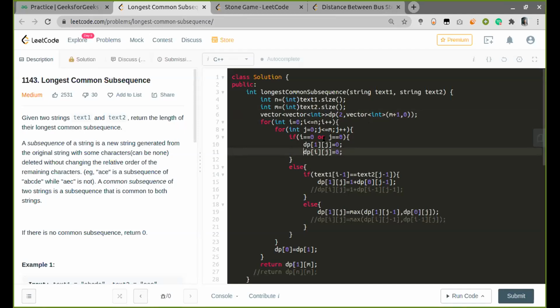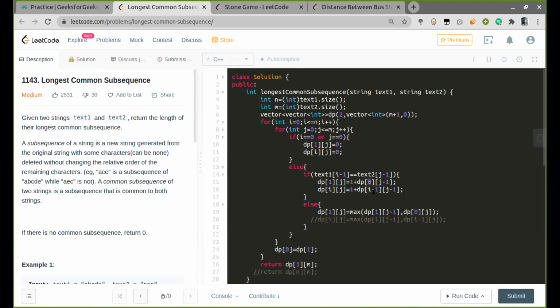If it was an n cross m vector, then this would have been the solution: if i equals 0 or j equals 0, then dp of i j equals 0. Again, if both the characters of the string are the same, then dp of i j equals 1 plus dp of i minus 1, j minus 1. Now, since we only have two vectors here, this i minus 1 will be the same as 1 minus 1.